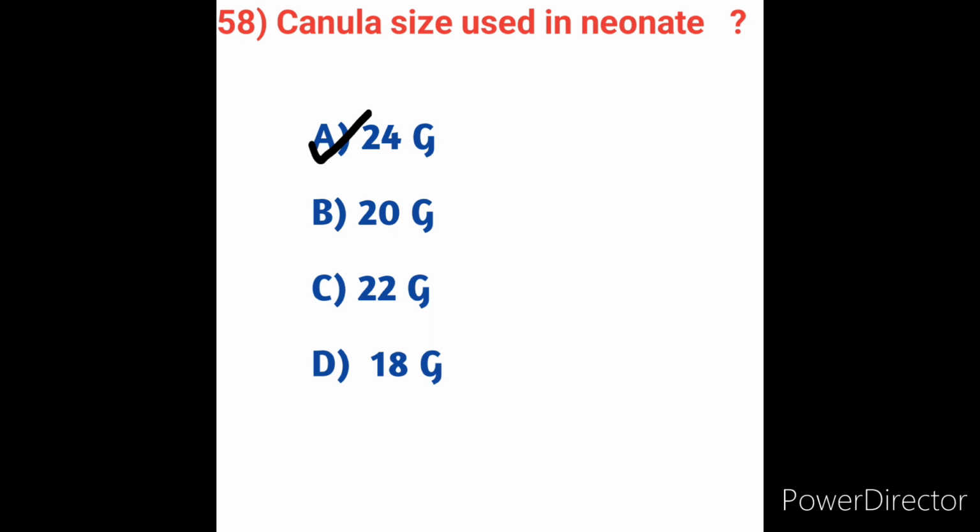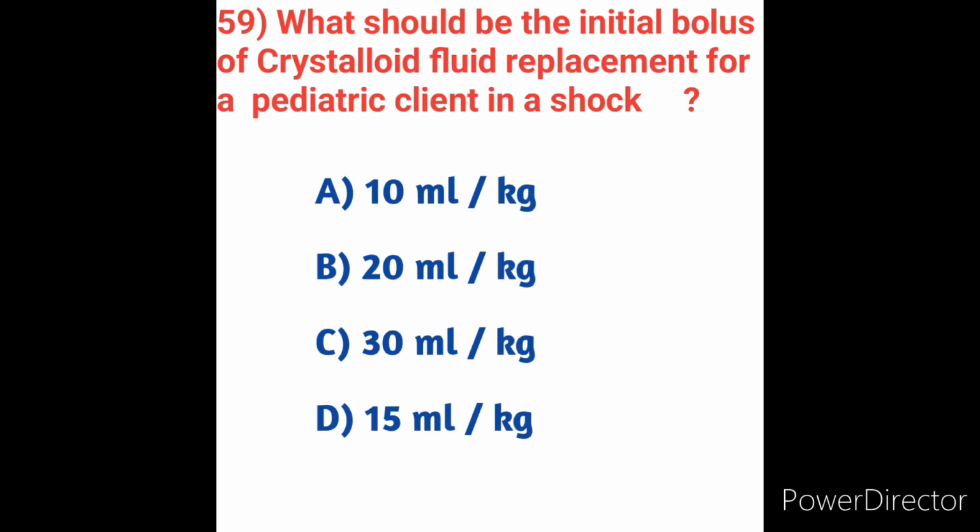Next we will move on to question number 59. What should be the initial bolus of crystalloid fluid replacement for a pediatric client in shock? The pediatric client is in shock. We will see here the options. Option A 20 ml per kg body weight, option B 20 ml per kg body weight, option C 30 ml per kg body weight, option D 50 ml per kg body weight.